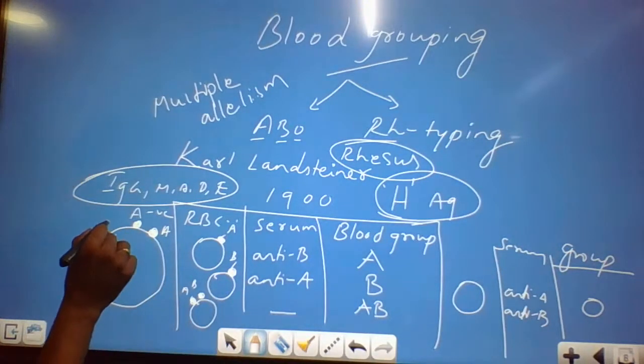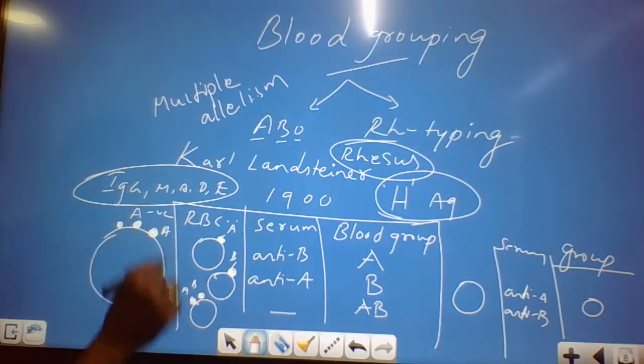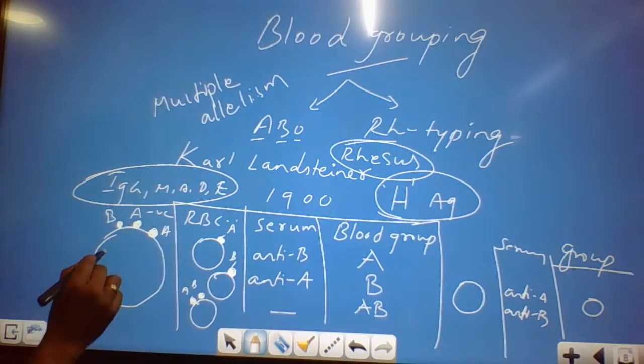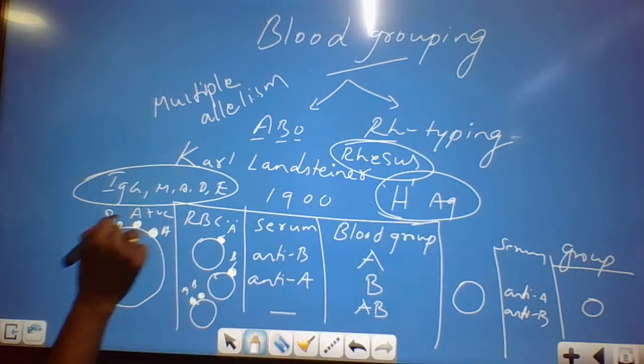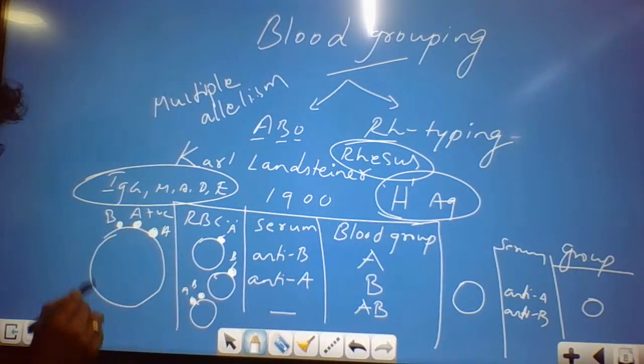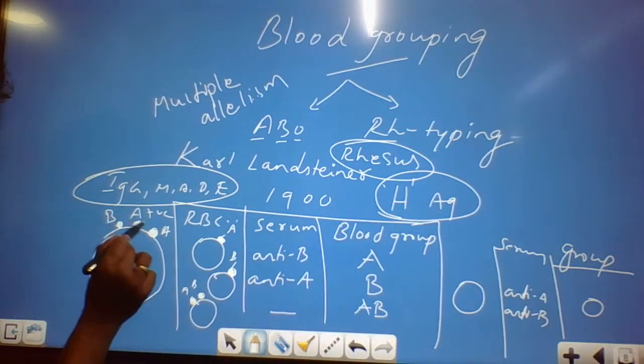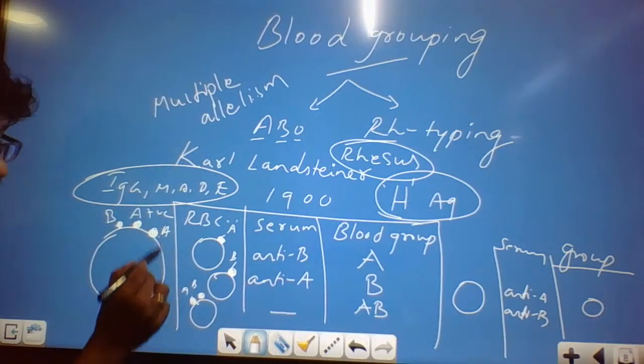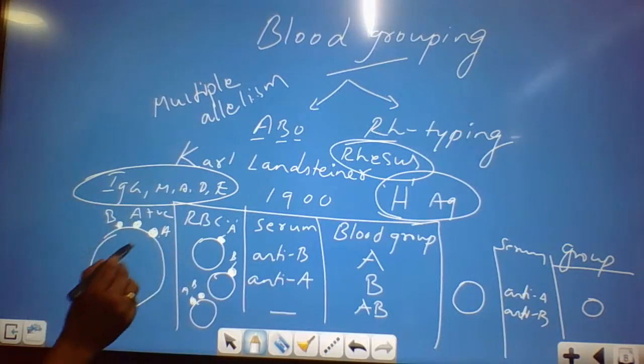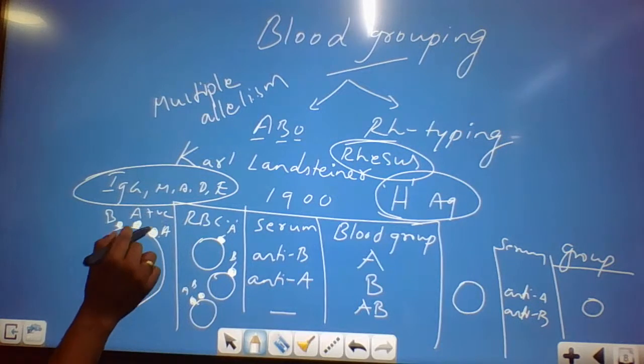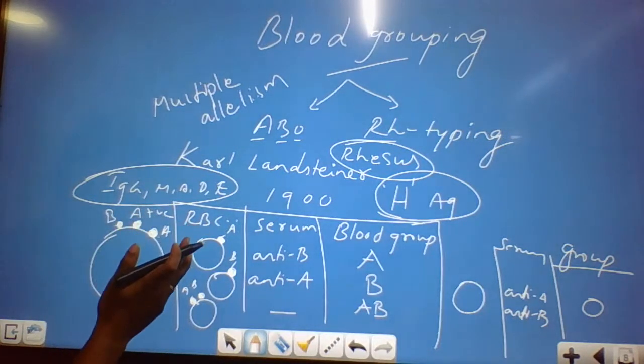Similarly, for example, if the RBC has both A and B, then it is AB positive, because AB positive will have A antigen, B antigen as well as H antigen. Since all three are present, it is AB positive. For example, if there is no H antigen, then what do we get? AB negative.